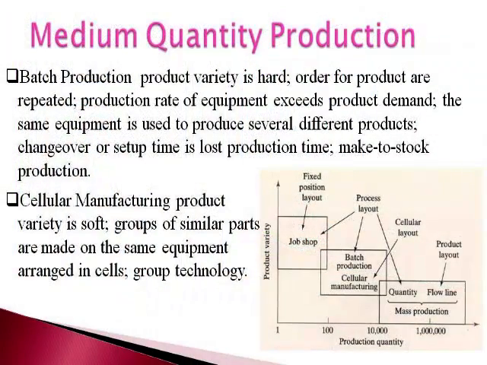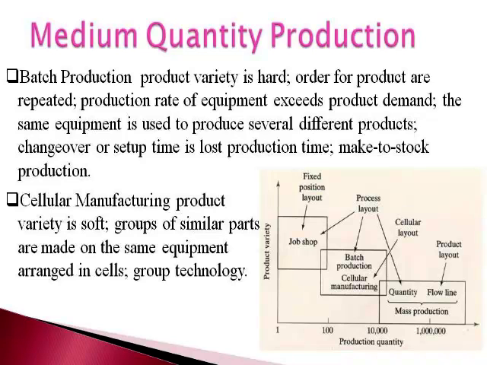Medium quantity production systems are group 2 manufacturing systems. They are batch production. Product variety is hard. Orders of product are repeated and production rate of equipment exceeds product demand. The same equipment is used to produce several different products. Changeover or setup time is lost production time, or made to stock production.